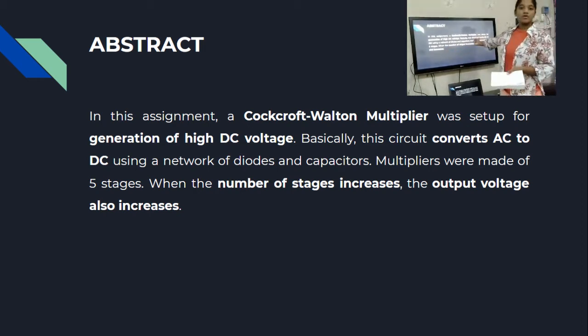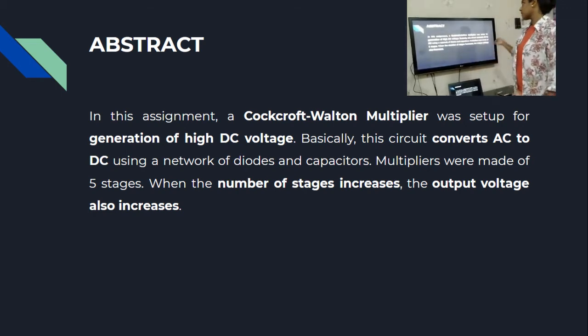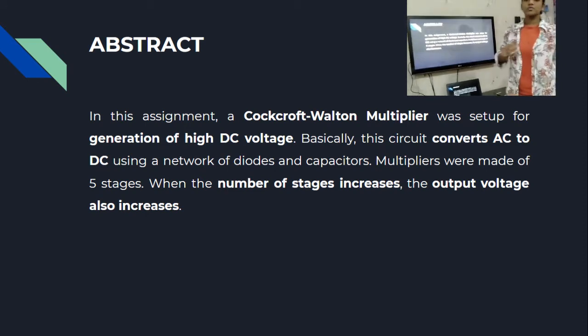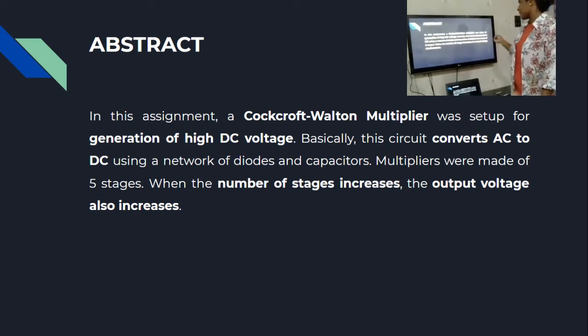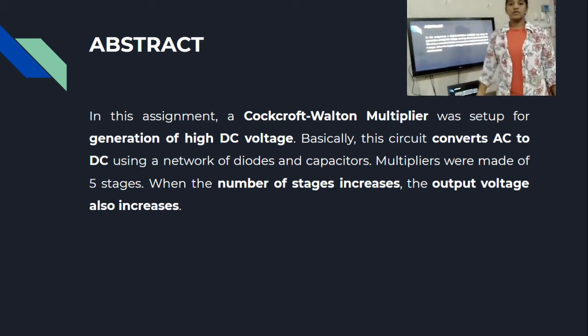So here, let me go to the slides. Basically, this circuit converts AC to DC using a network of diodes and capacitors. Later on, I'll explain more about the diodes and capacitors in the experimental setup. The multipliers were made out of 5 stages, and when the number of stages increases, the output voltage increases. So this is all about the overview of our experiment.